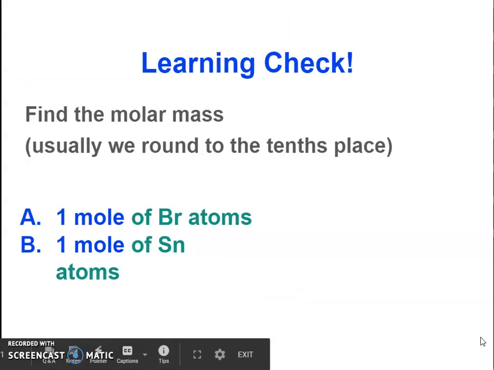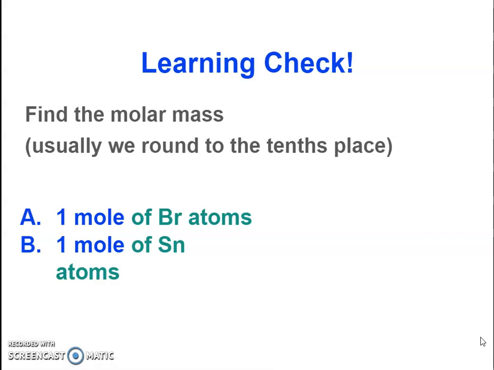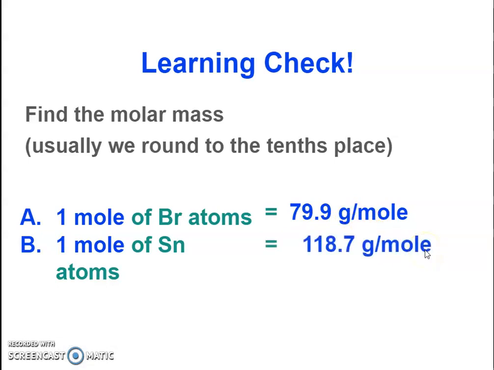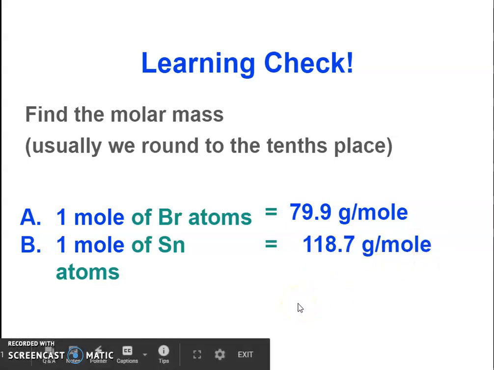Okay, so here's a learning check. Pause it, look at your periodic table, figure out what the mass is of 1 mole of bromine atoms and 1 mole of tin. All right, so you should have found 79.9. All right, and we literally say this is 79.9 grams per mole of bromine. And we've got 118.7 grams per mole for tin.